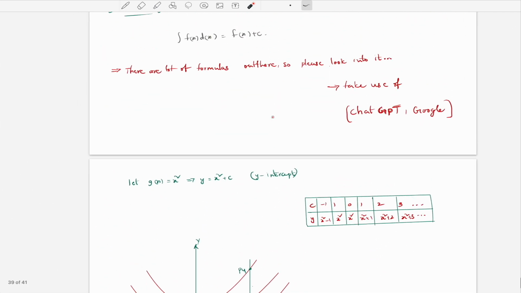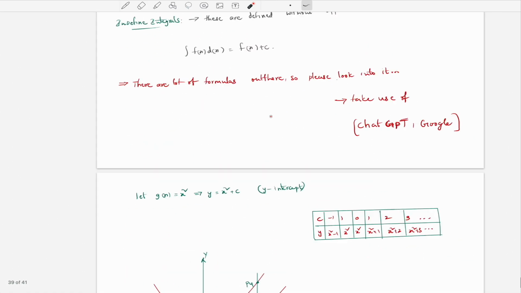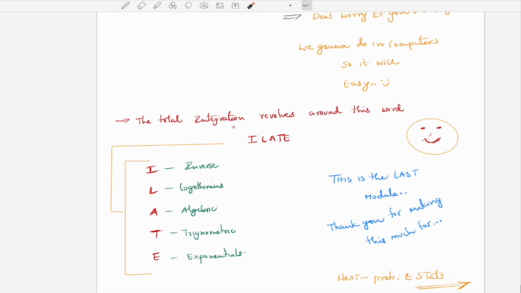So I think I covered a basic introduction to integration, and I hope you enjoyed this lecture. This is the last lecture on calculus. Thank you for completing three modules, which are linear algebra, matrices, and calculus. In our next module, we're going to discuss probability and statistics. These are the main topics in machine learning and data science.